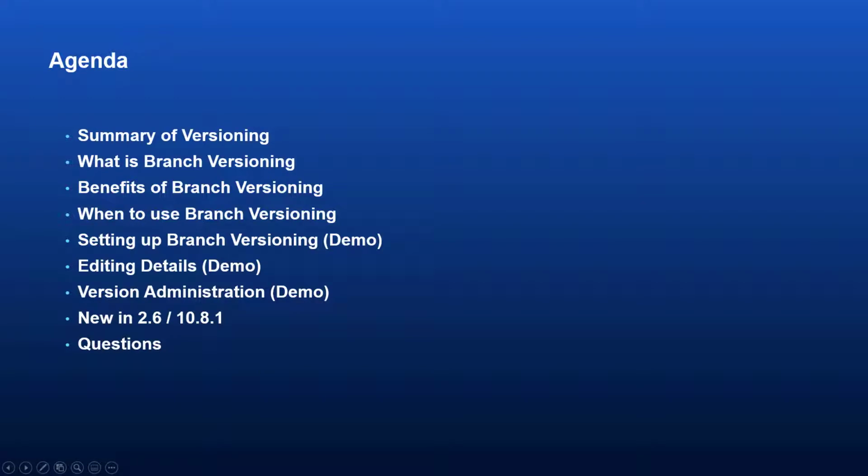I will be talking about a summary of versioning in the context of ArcGIS, what branch versioning is and how it differs from traditional versioning, and the benefits and the best practices to use branch versioning. After reviewing some general information on branch versioning, we'll jump into a variety of demos which illustrate how to prepare and publish with branch version data. We'll dive into some editing workflows, and we'll look at version administration with branch versioning.